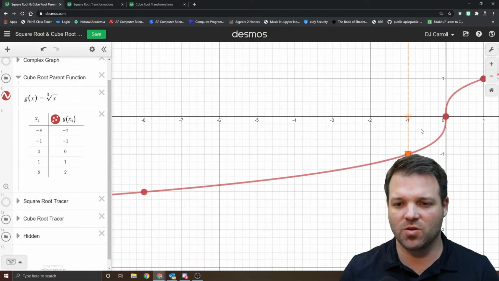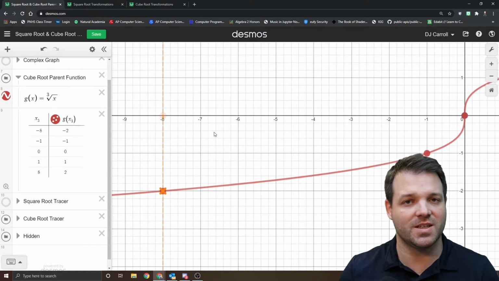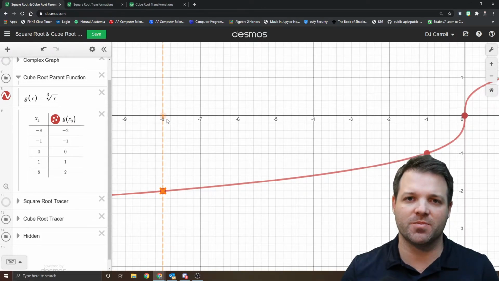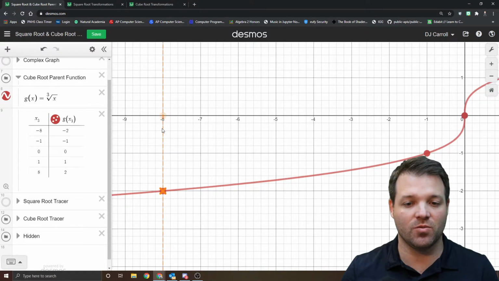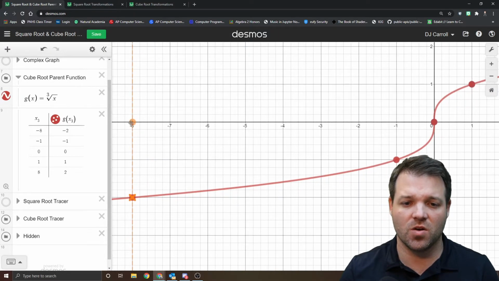And if we scroll over to the left a little bit further, here we go. Let's plug in -8. That's the next nice whole number here that we can get out. Well, what number multiplies by itself 3 times to get to -8? Well, that would be -2. -2 times -2 times -2 is -8. So there you go.